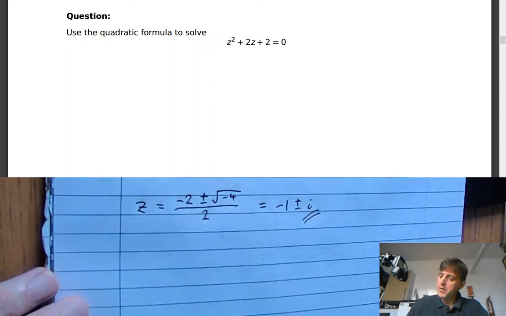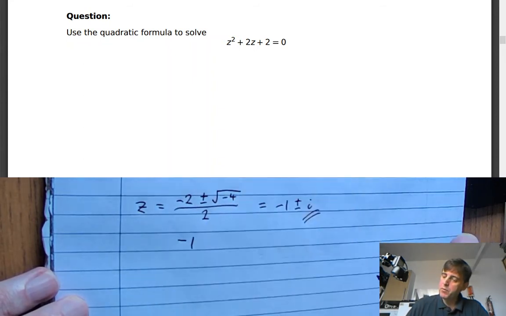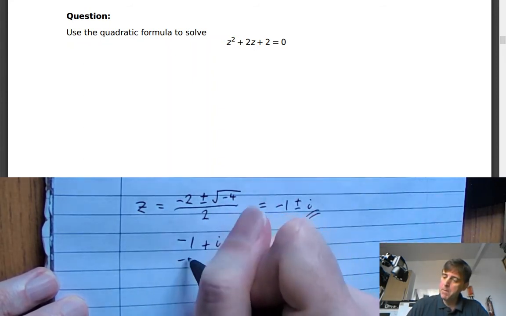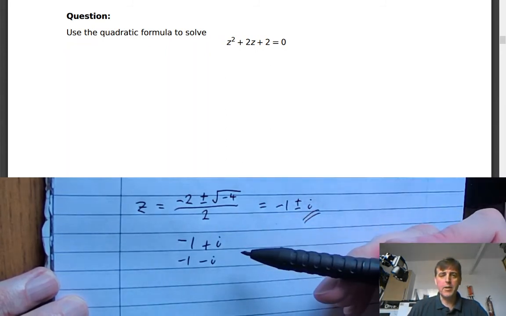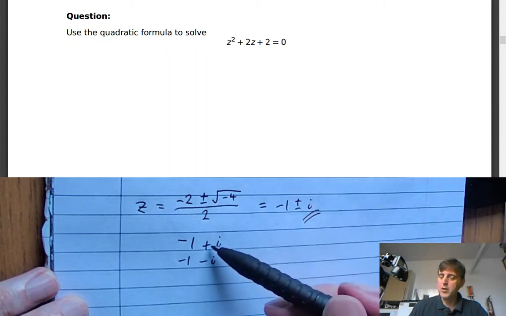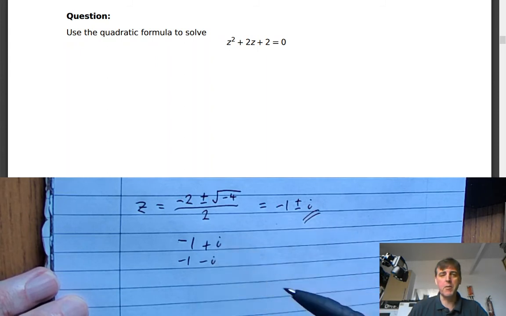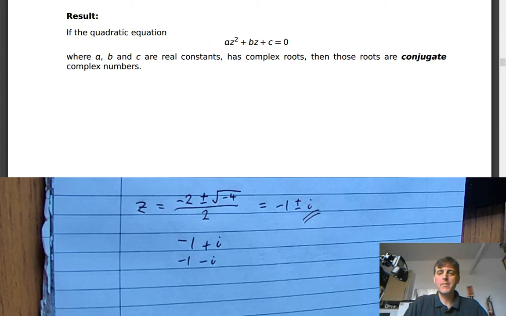Now I want you to notice something here, that the roots here, if I write them out separately, we have -1 plus i and -1 minus i. Now do you remember the word we met in the last video, the last section of the book, which describes complex numbers which differ in just the sign of the imaginary part of the complex number? Do you remember what that word was? So in fact what we have here is conjugate complex numbers. So the roots of our quadratic equation happen to be conjugate complex numbers.